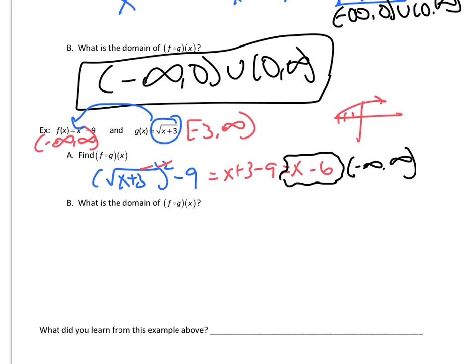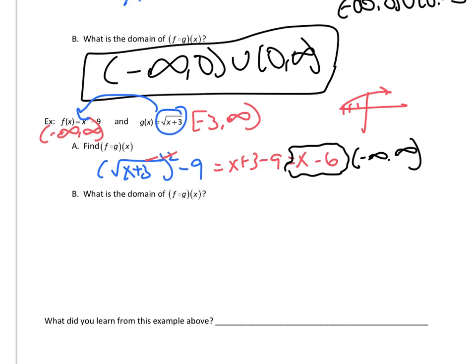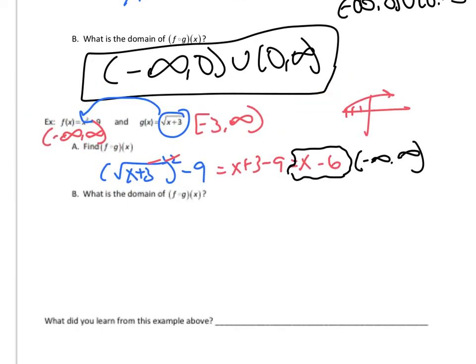They were the same, so you didn't have to worry about it. Here, they're not, because if you can't put any numbers less than negative 3 in here, then you're not going to be able to put them in the final answer. So you're going to take what's more restrictive. My domain is going to be negative 3 to infinity, not this one.